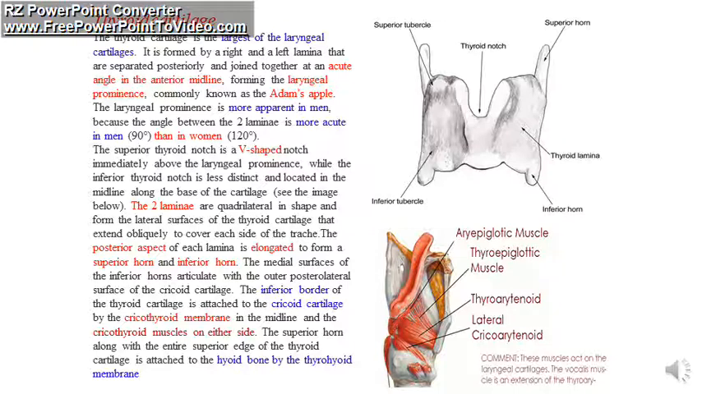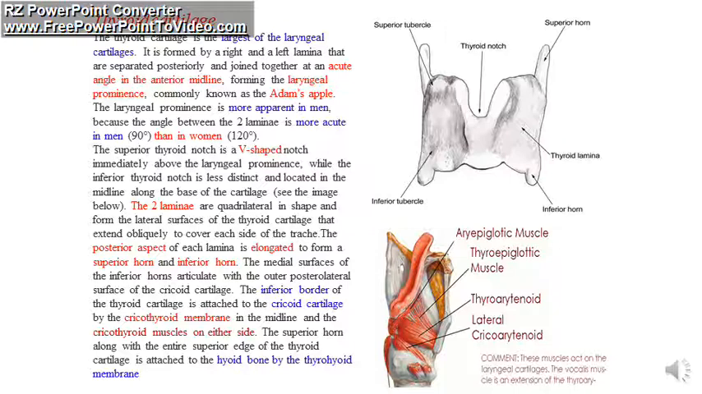The two laminae are quadrilateral in shape and form the lateral surface of the thyroid cartilage, which extends obliquely to cover each side of the trachea. The posterior aspect of each lamina is elongated to form the superior horn. This is the superior horn of the thyroid cartilage.